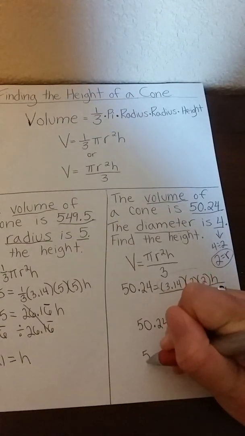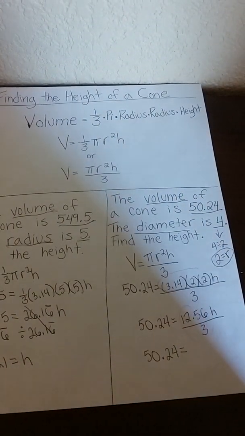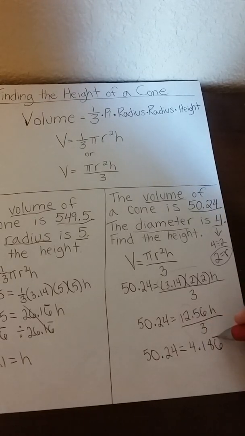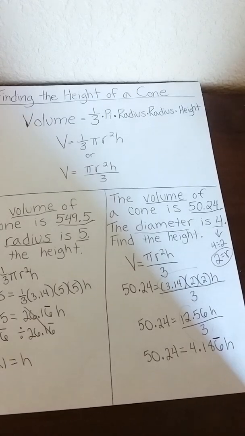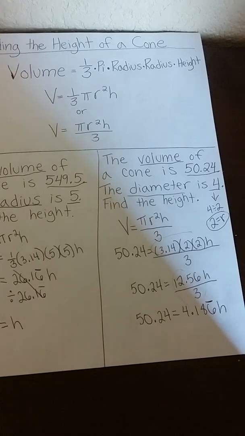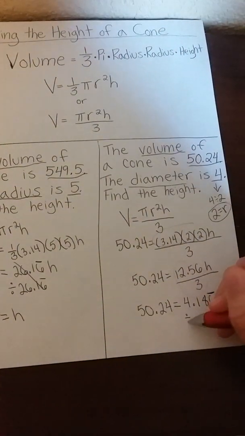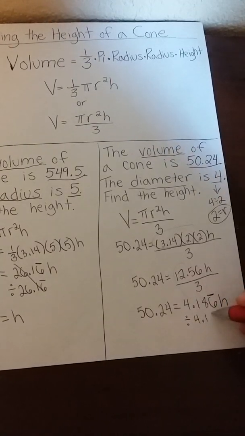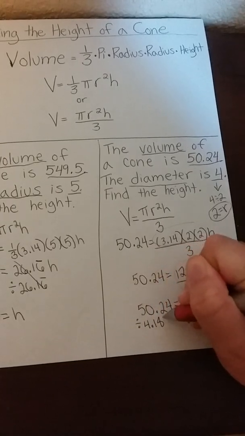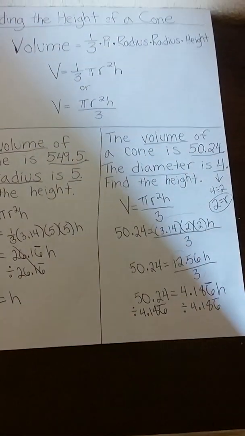Again, you can't get rid of the repeating. So I have 50.24 equals 4.186 repeating h. You can't get rid of that repeating. You can't round. You have to keep the repeating. When you divide on our next step, we're going to have to repeat the 6 again. So we're going to divide both sides by 4.186 repeating, which means you have to fill up your calculator. Don't just round. Fill it all the way up.